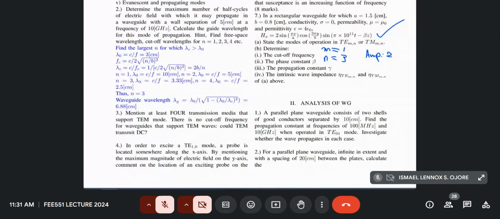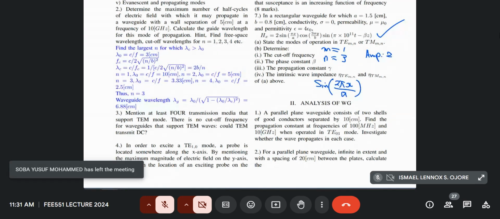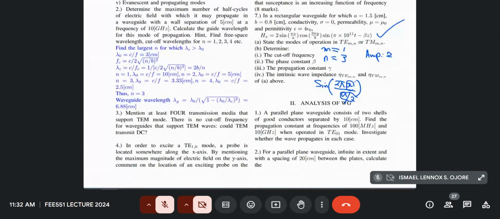If you have M equal to 2, it will be sine of 2 pi x over a. So if you excite at x equal to a over 2, what happens? If you excite at a over 2, which is half of the waveguide, that's when that value vanishes.